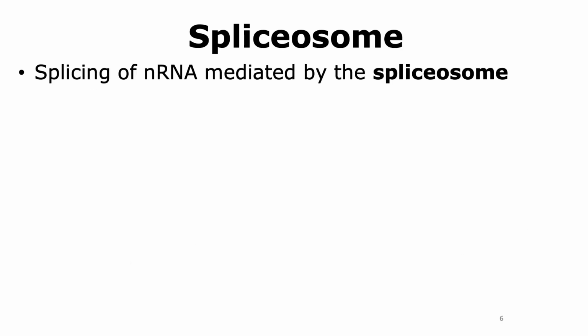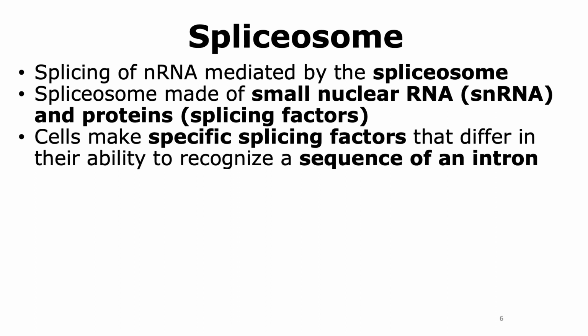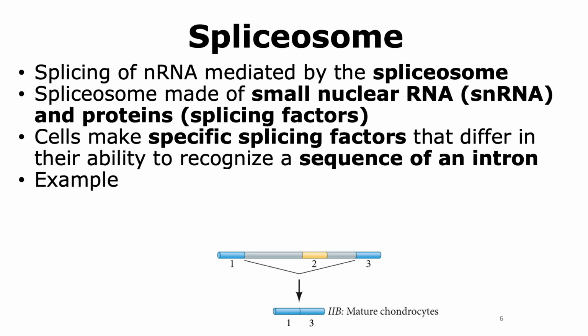The splicing of nuclear RNA is mediated by a complex called the spliceosome, which is made up of small nuclear RNA or snRNA, as well as proteins, which are sometimes referred to as splicing factors. Now, cells can make different types of specific splicing factors that differ in their ability to recognize a sequence that's present in the introns.